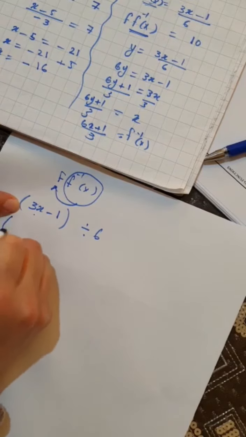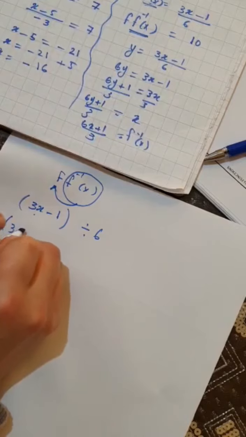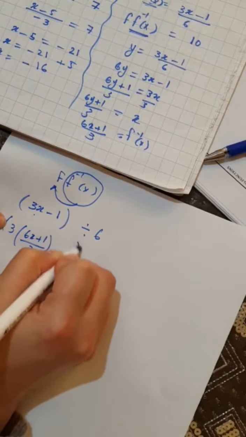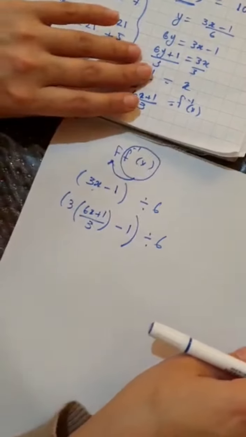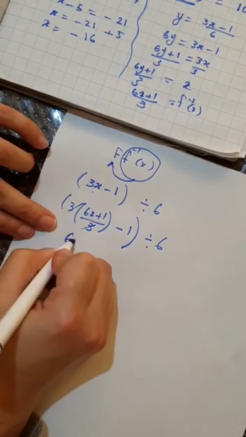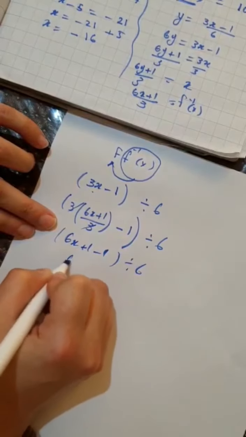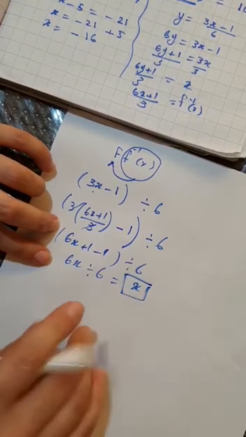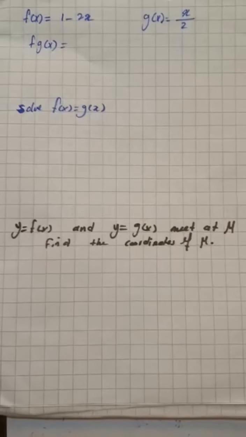I'm going to now multiply 3 by this expression, which is 6x plus 1 over 3, minus 1. And when I finish, I need to divide it by 6. I need to simplify my work more by multiplying by 3, or you can simplify it. So it becomes 6x plus 1 minus 1 divided by 6. So 6x divided by 6. So I'm going to get my answer equal to x after that. That's it. Thank you. This is one of the past paper questions.